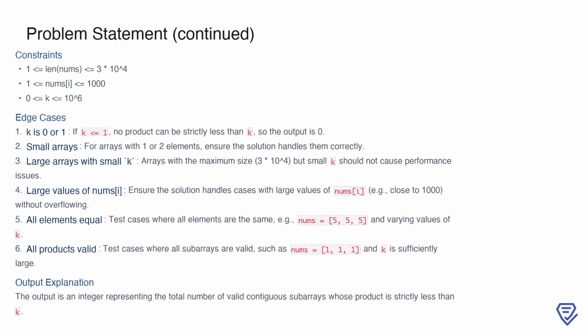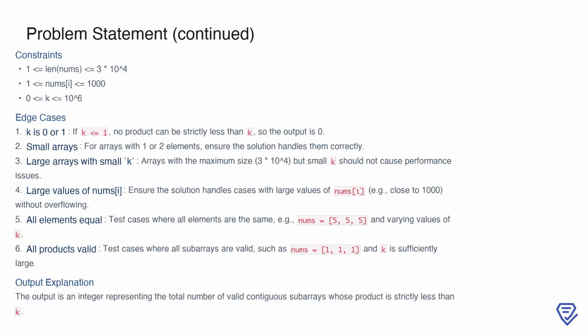Now, let's discuss the constraints and edge cases to consider. The array's length can be as large as 30,000, so any solution must be efficient to handle this upper limit. Additionally, the value of nums[i] can be as large as 1,000, so the algorithm must ensure that calculations do not lead to overflow. If k is 0 or 1, the output is always 0 because no product can be strictly less than these values.